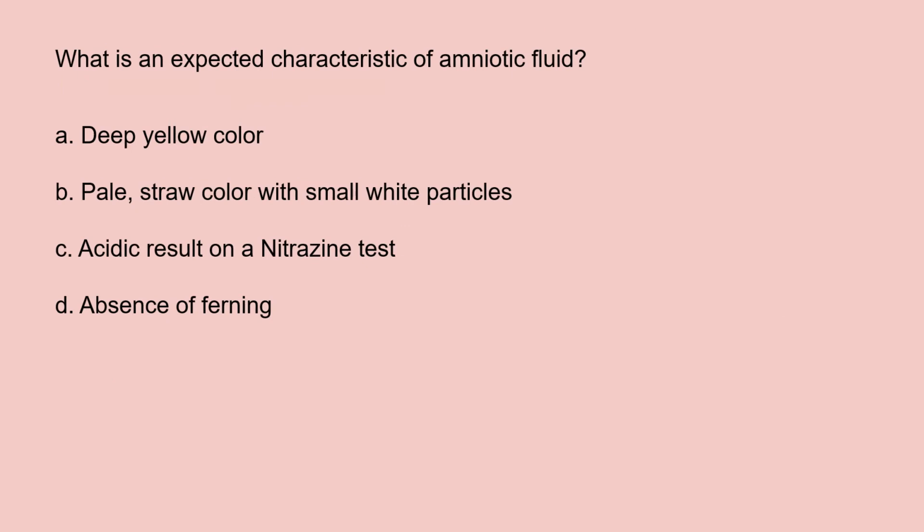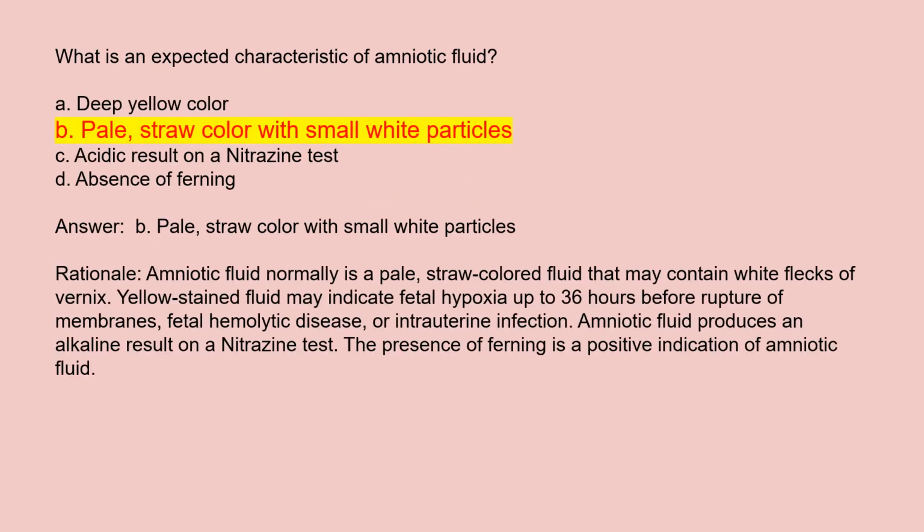What is an expected characteristic of amniotic fluid? A. Deep yellow color. B. Pale, straw color with small white particles. C. Acidic result on a nitrazine test. D. Absence of ferning. Answer: B. Pale, straw color with small white particles. Rationale: amniotic fluid normally is a pale, straw-colored fluid that may contain white flecks of vernix.